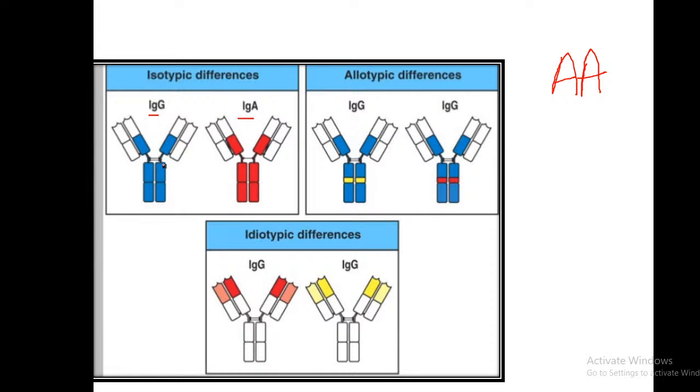Here you can see a change is in the heavy chain, and we have different types of antibodies in our body, that is isotype.